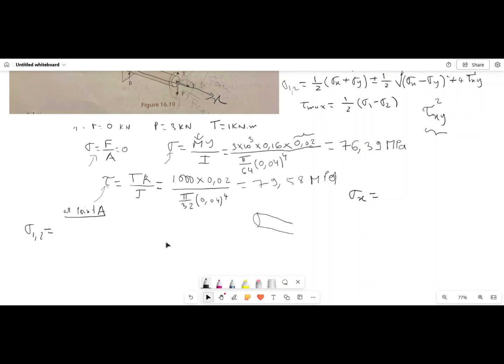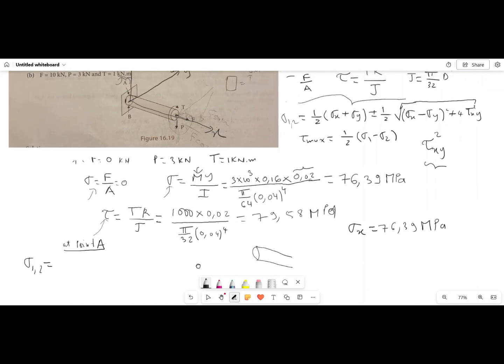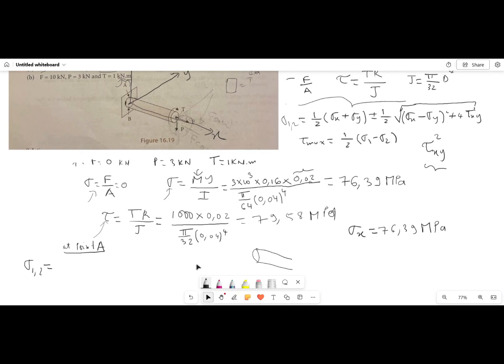Do we all agree that this bending stress is basically a direct stress of 76.39 along the x-axis? Do we have any bending stress pulling around the y-axis?